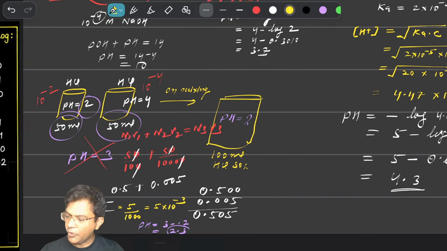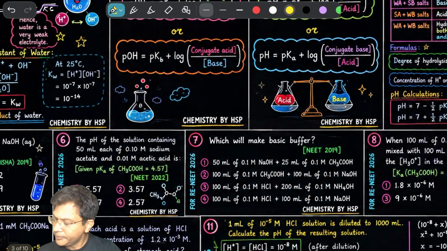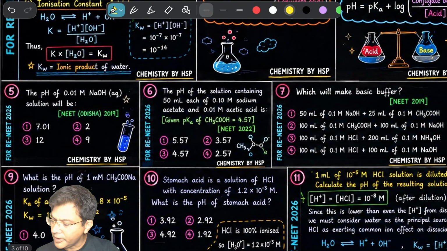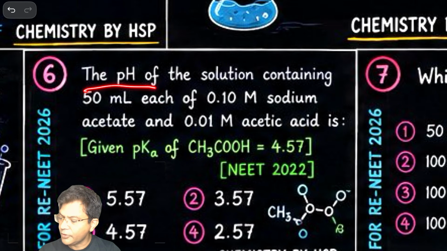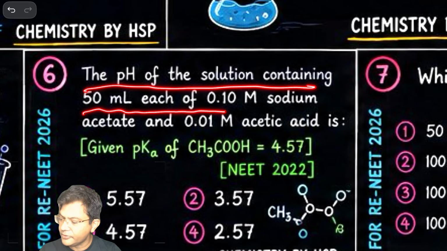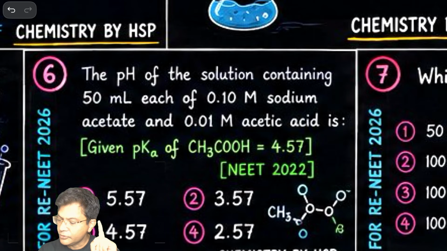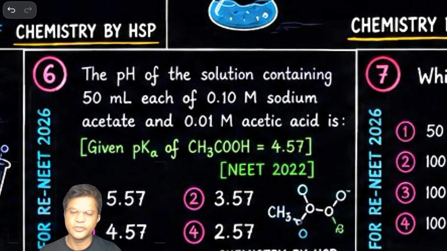Now let me go back. So now here is your question based on this. The pH of a solution containing 50 ml of each of this and sodium acetate. So it is containing sodium acetate and acetic acid. Now it is a buffer solution. Sir, what is this buffer solution? I haven't studied. Okay, let me tell you.